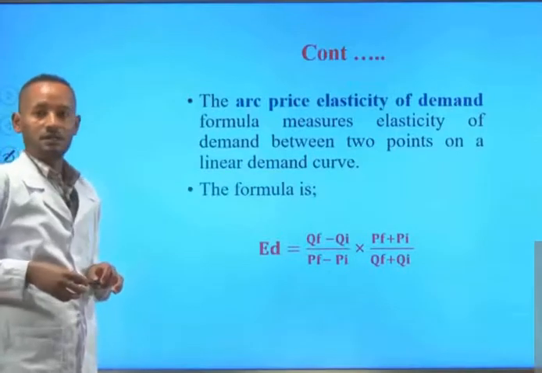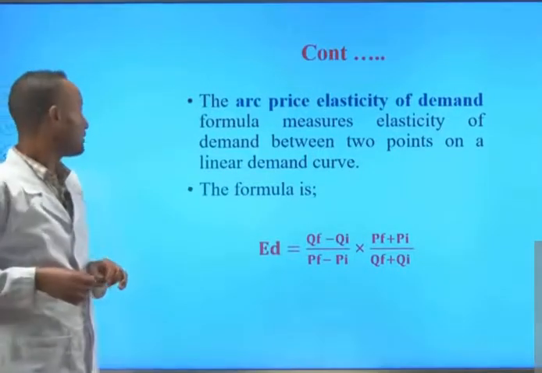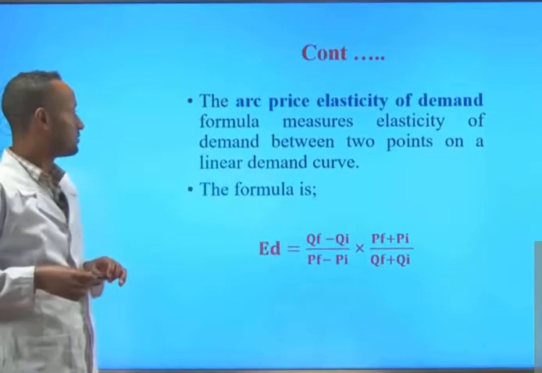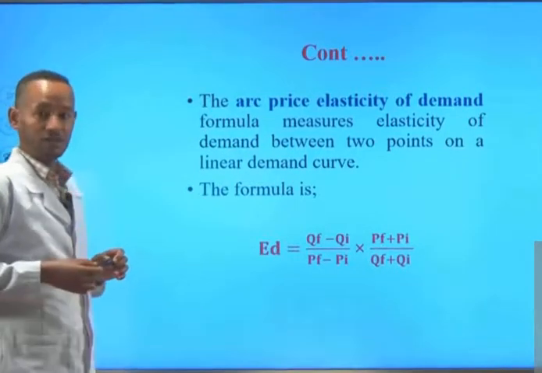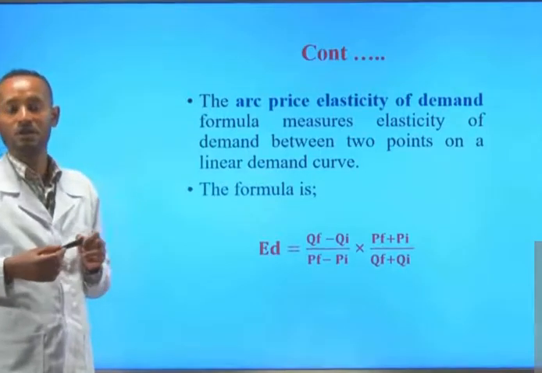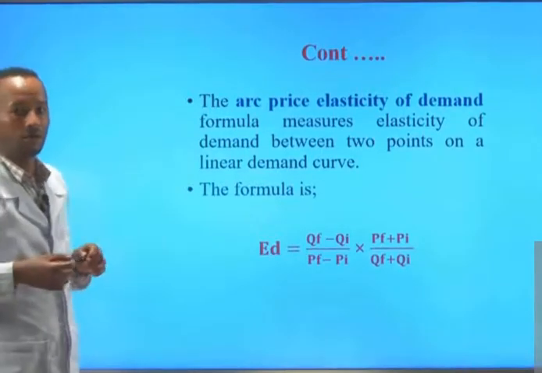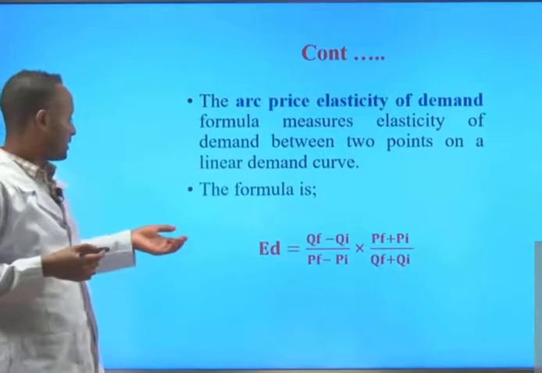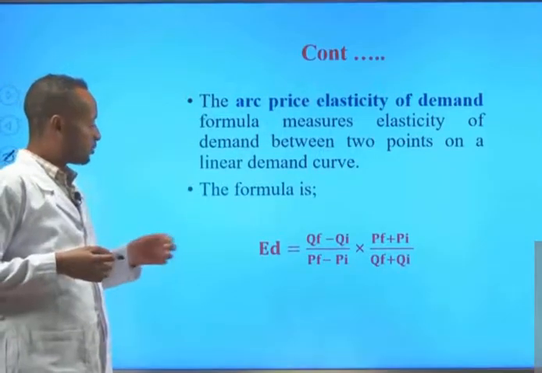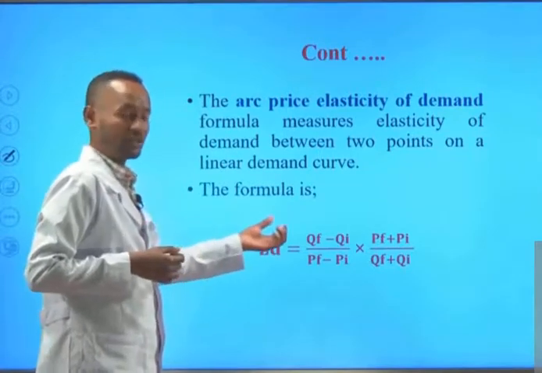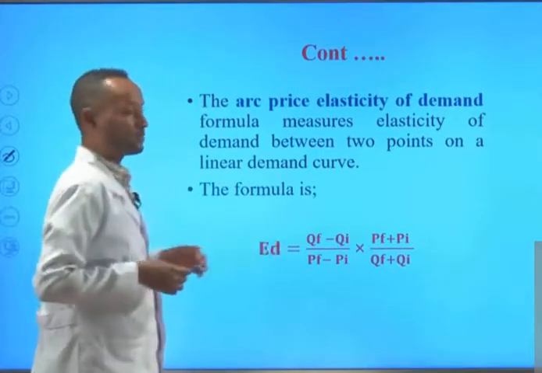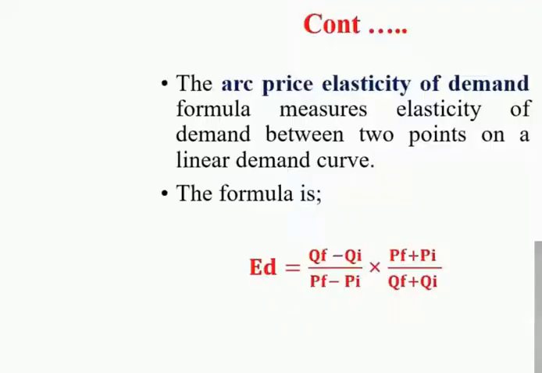The second method of calculating the price elasticity of demand is the arc price elasticity of demand. It is used to measure price elasticity of demand between two points on a linear demand curve. And the formula is: the price elasticity of demand is equal to the quantity final minus the quantity initial, which is the change in quantity, divided by the price final minus price initial, which is the change in price, multiplied by price final plus price initial, divided by quantity final plus quantity initial.